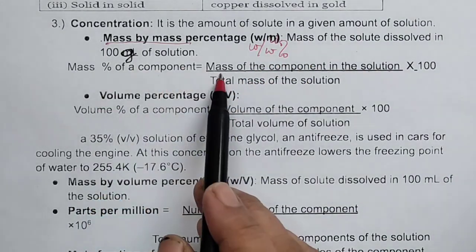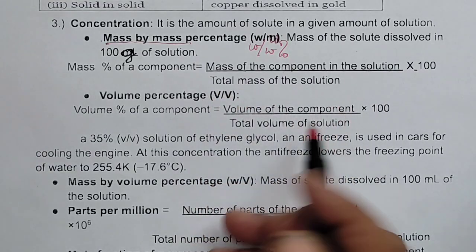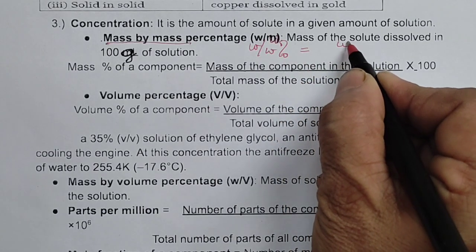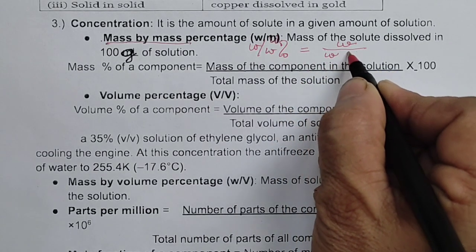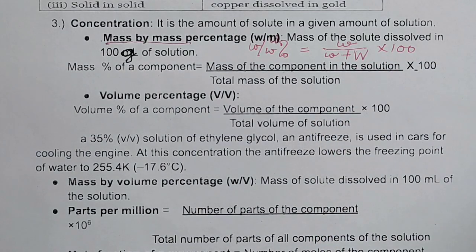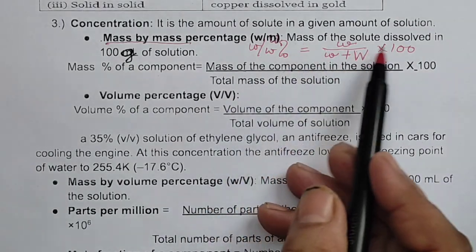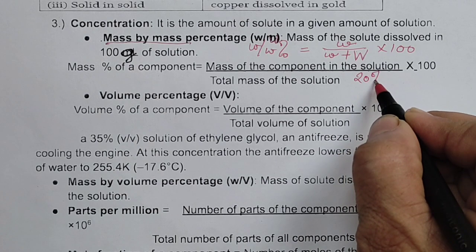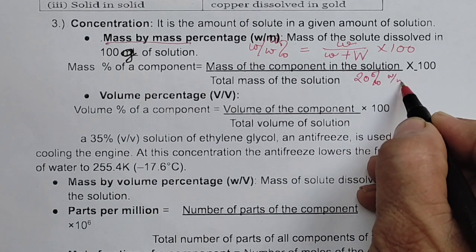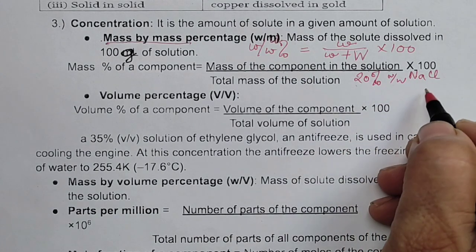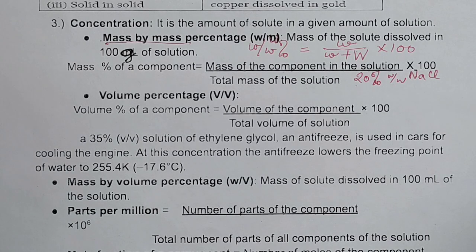So the formula is the mass of the component divided by the total mass of the solution. We can write the formula as W by W percentage is equal to the weight of the solute divided by the weight of solute plus weight of solvent, into 100. Small letters are written for the solute and capital letters for the solvent. For example, 20% weight by weight NaCl solution. What do we mean by this? 20 grams of NaCl is dissolved in 100 grams of solution. So for both solute and solvent, we talk in terms of grams.